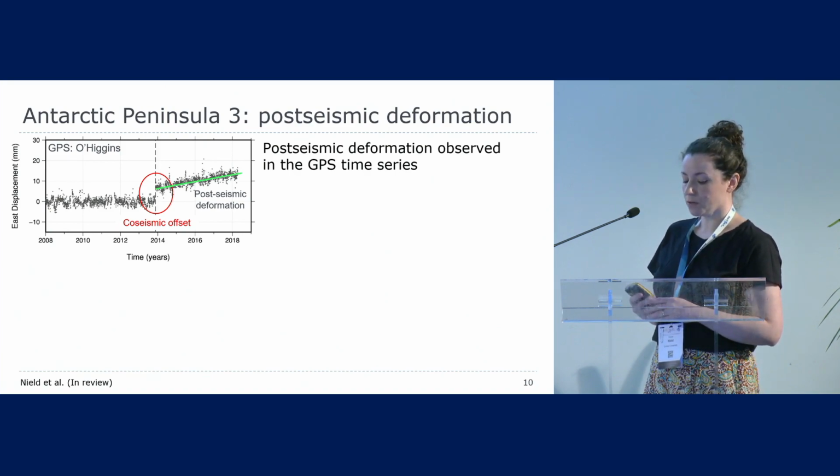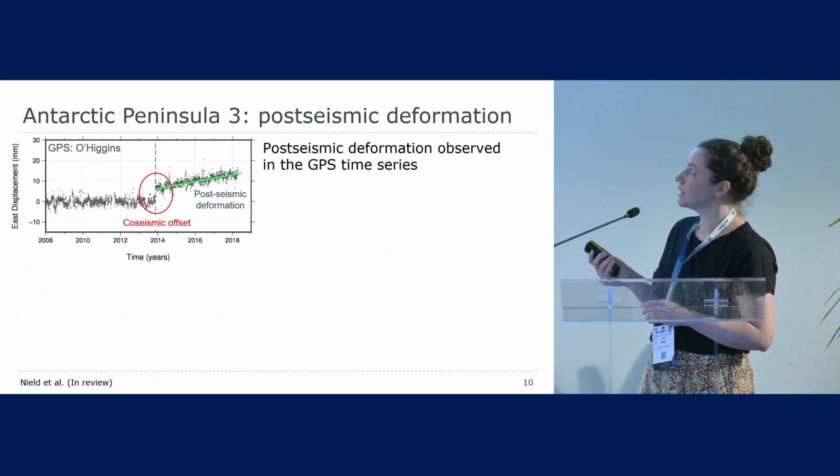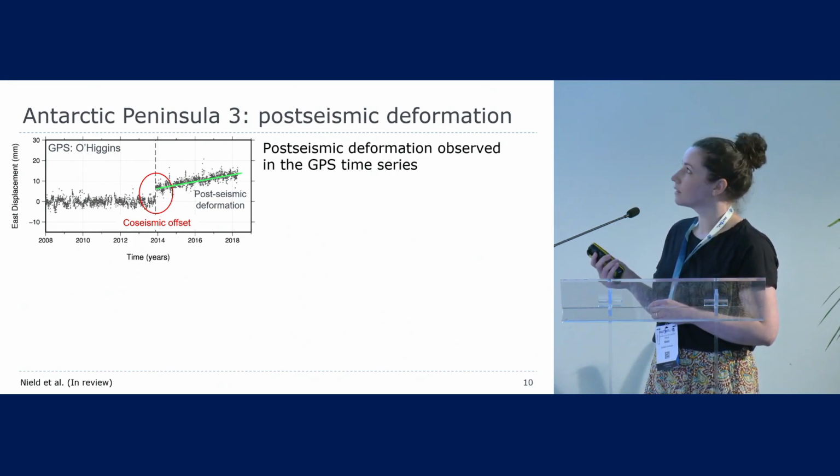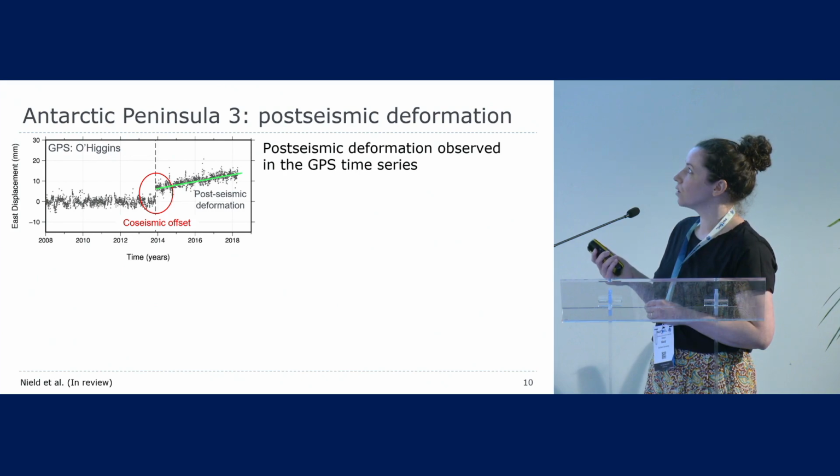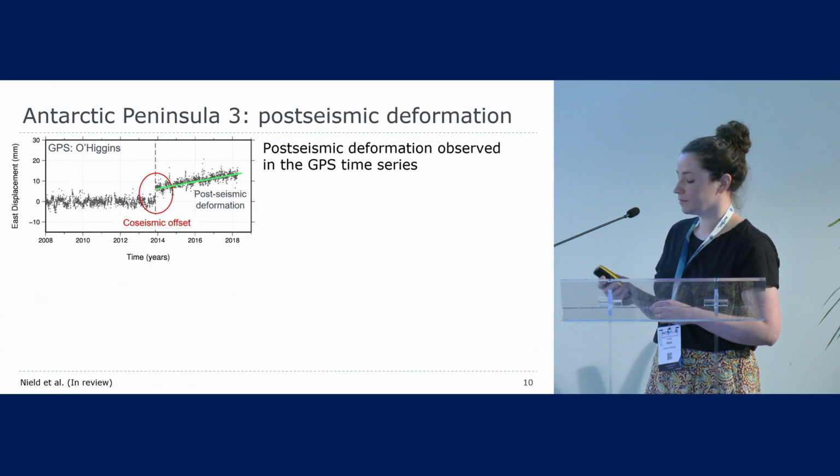At the time of the earthquake, there's a clear co-seismic offset. This is the immediate displacement at the time of the earthquake. And then following that, we saw post-seismic viscoelastic deformation in the GPS records.